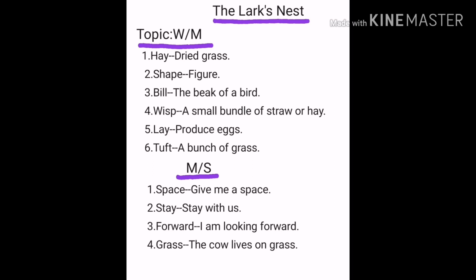And number 4, wisp. Wisp means a small bundle of straw or hay. That means a small bundle of dried grass or straw. Okay, number 5, lay, produce eggs. Lay means produce eggs. And now number 6, tuft. Tuft means a bunch of grass.